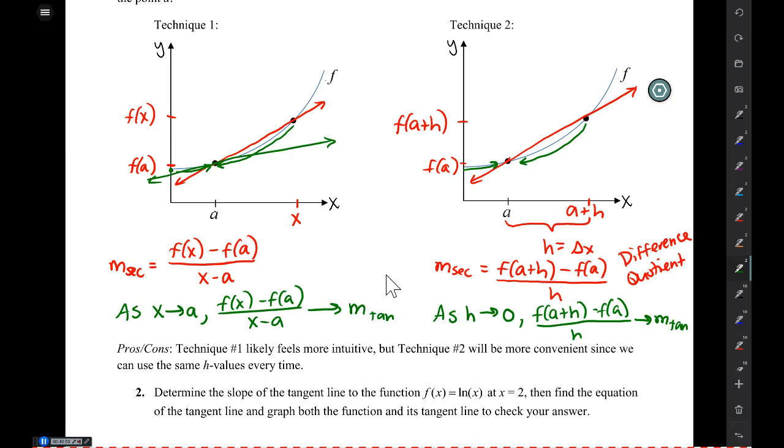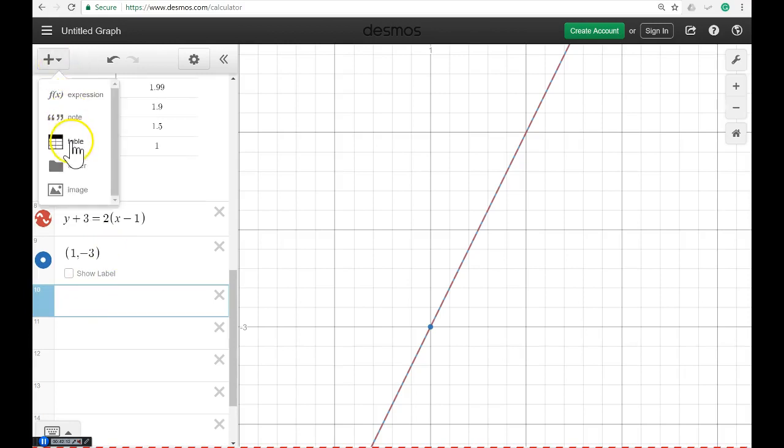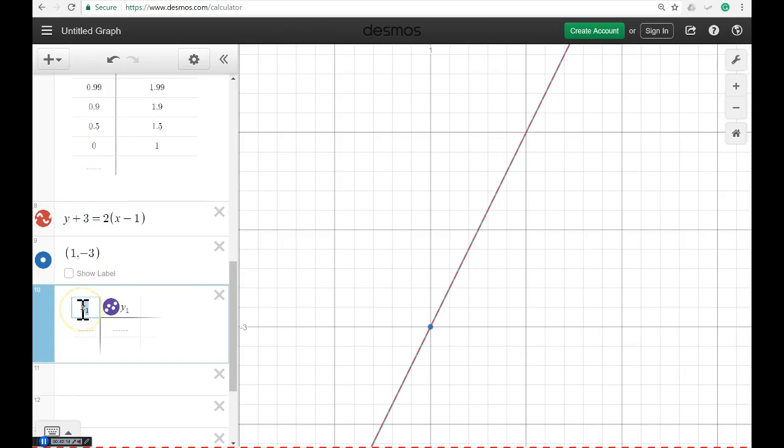So let me show you how we could do a table of values in Desmos using the second technique. I'm going to go back to this one here. I already defined f, so you could again do a table. Now I'm going to make h my input, and this is going to be my difference quotient. So I did a division so that I could just type this in. f of, now a was 1, right? In the example that we did earlier, 1 plus h minus f of 1, all divided by h.